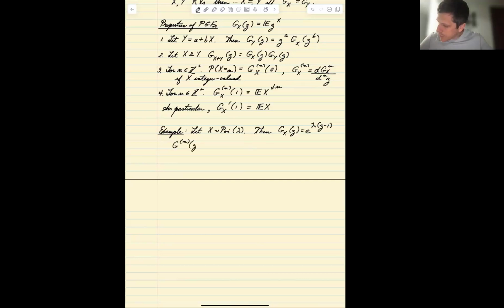Let's take derivatives of this with respect to z. It's easy to take derivatives of e to the lambda (z minus 1). This shows why generating functions are so convenient: a lot of times, not always though, the generating function is very easy to work with in terms of taking derivatives. The first derivative is lambda times e to the lambda (z minus 1). For the second one you take another lambda down, and so you end up with lambda to the n times e to the lambda (z minus 1).